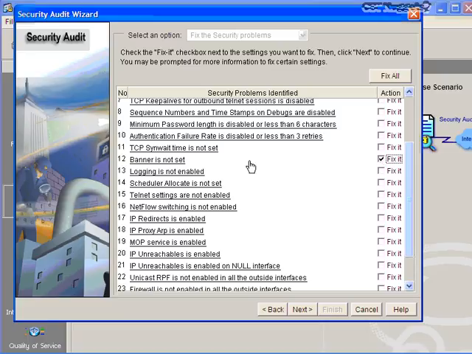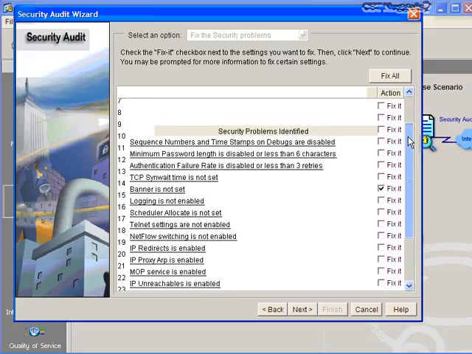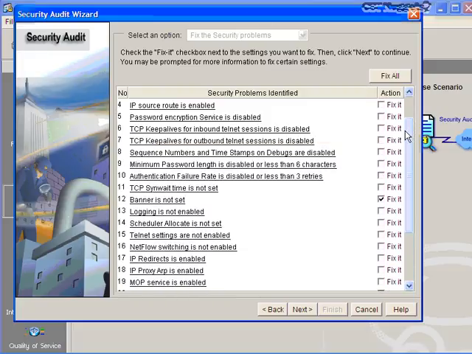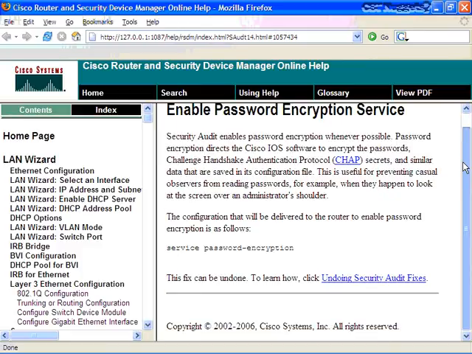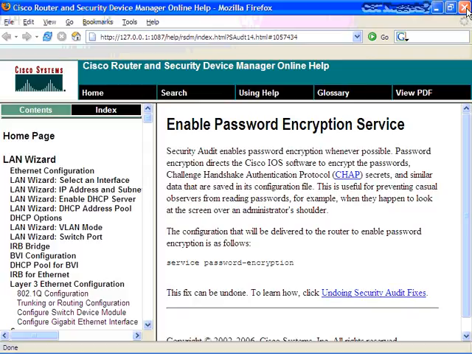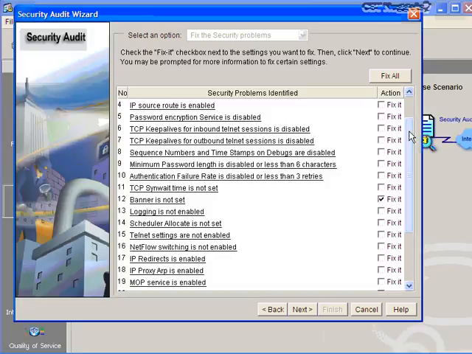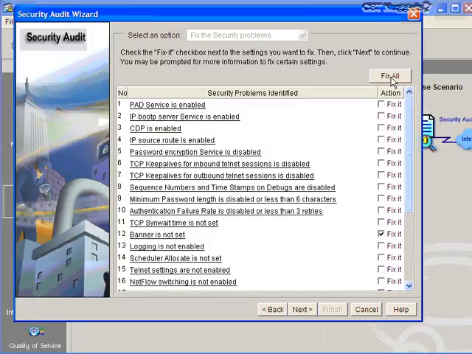If I'm not really quite sure what something is, like, you know, password encryption service is disabled, I can click on this, and it's going to give me a little help feature and allow me to fix that and show me what command's actually being run. Or I could just say, you know what, fix everything. Click on this, it checks it all, fix all my problems, and click on next.